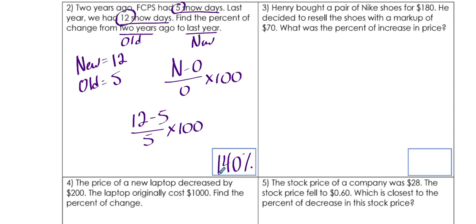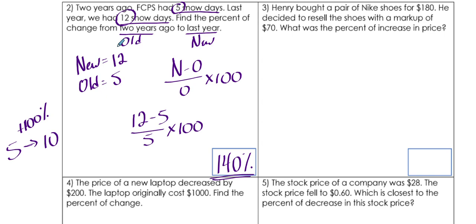Really, I just want you to think about, what does this percentage actually mean? If something increases by 100%, that means it just doubles. If it goes up from 5 to 10, that's 100% increase because it's exactly doubling. That just means it's more than doubling. It's going up 100% and then a little bit more, which makes sense. We're going from 5 up to 12. That's a little bit more than double.